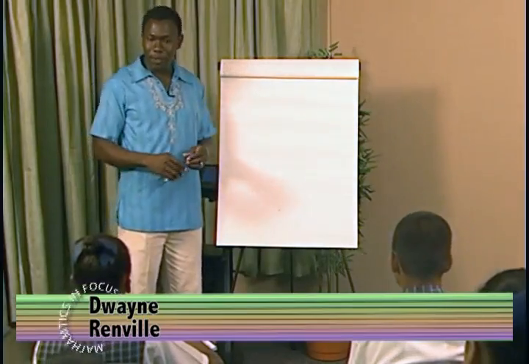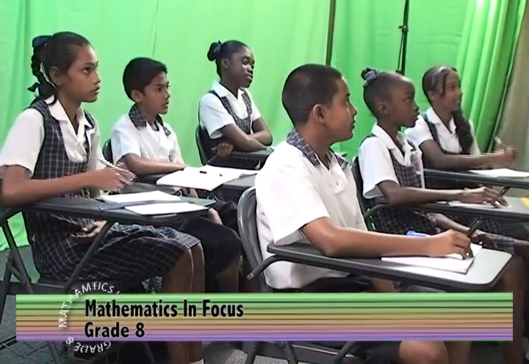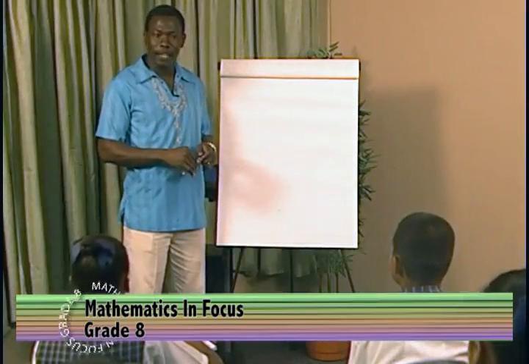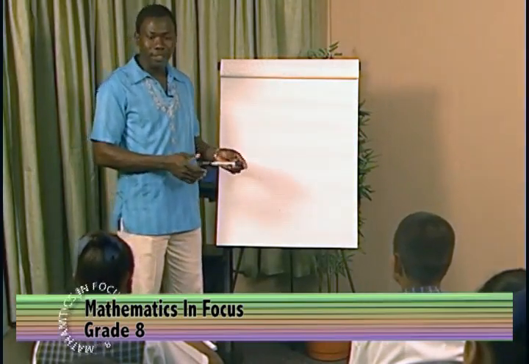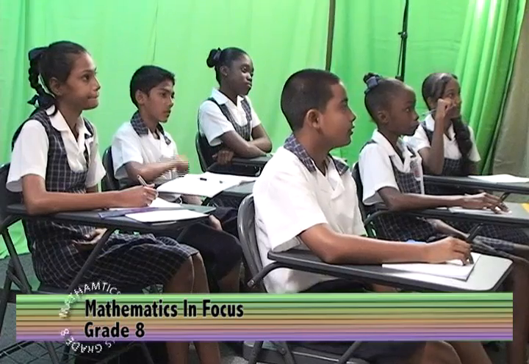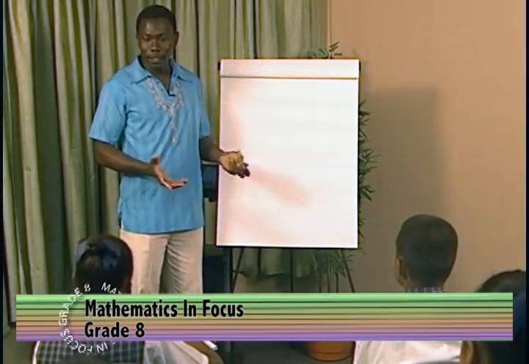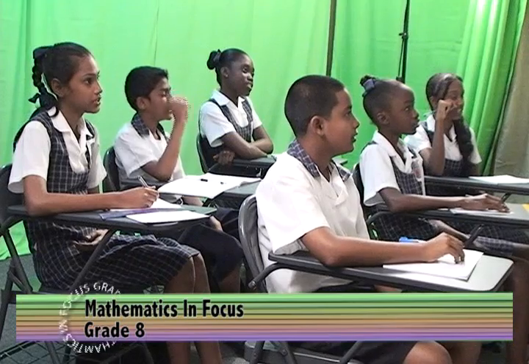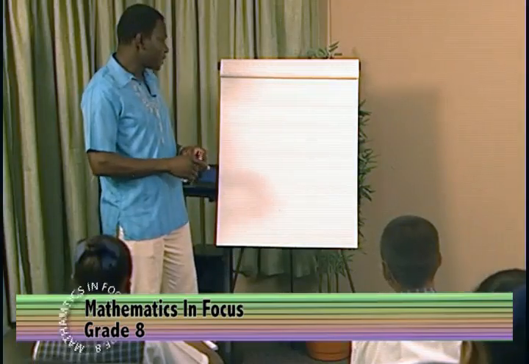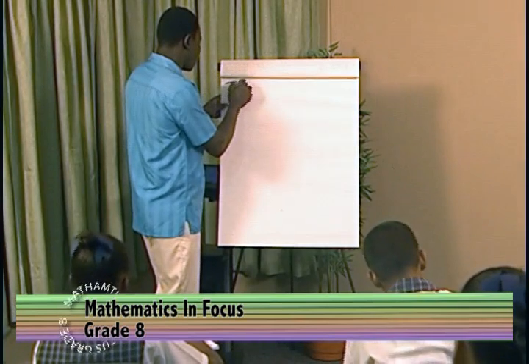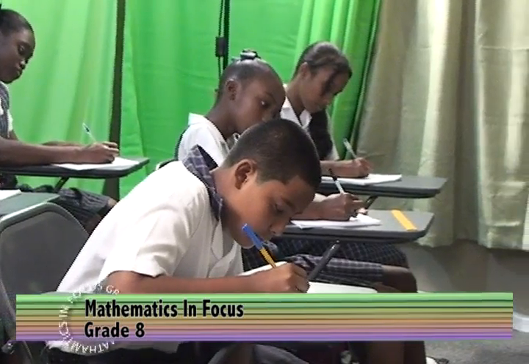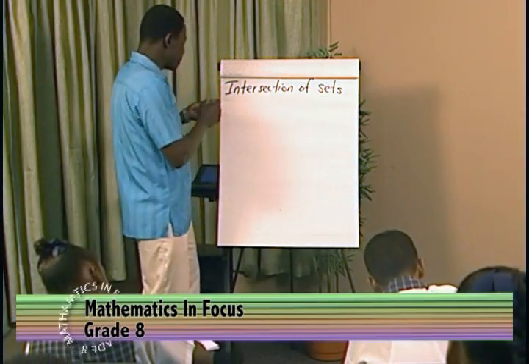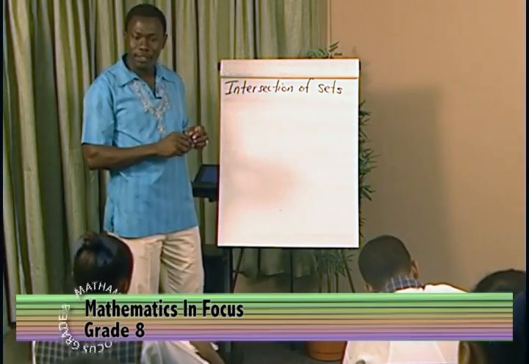In our last class, what were the topics we looked at? Symbols we use in sets, and then we went on to the other lesson, the number of subsets in a given set. In this lesson, we will look at the intersection of sets. What will we look at? Intersection of sets. Good. Can anybody say what you know about intersection of sets?